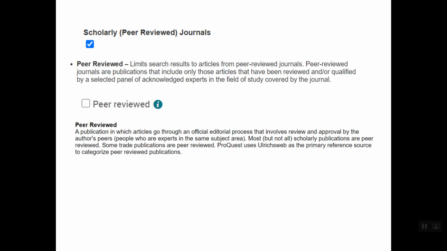ProQuest, that's the name of the database collection, uses Ulrich's Web, in other words, a third party, as the primary reference source to categorize peer-reviewed publications. In this case, the database is reaching out to a third party to define peer review for them. Furthermore, scholarly seems to be confused a little bit with peer review, so the definitions are not clear.